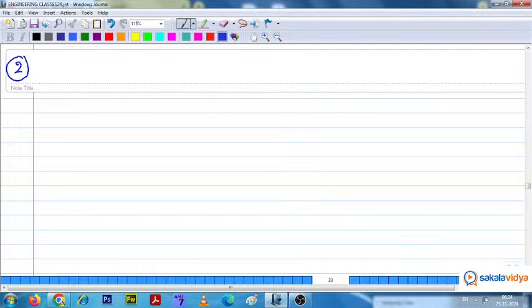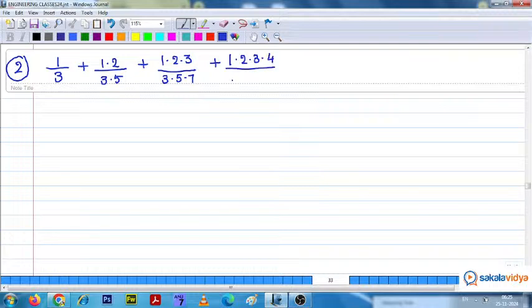I hope you might have followed this question. See, 1 divided by 3 plus 1 into 2, 3 into 5 plus 1 into 2 into 3 divided by 3 into 5 into 7 plus 1 into 2 into 3 into 4 divided by 3 into 5 into 7 into 9 plus so on to infinity.